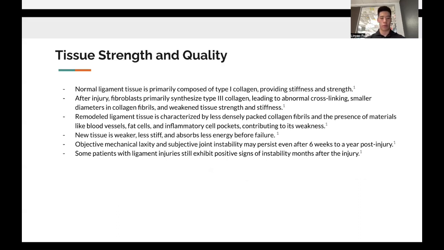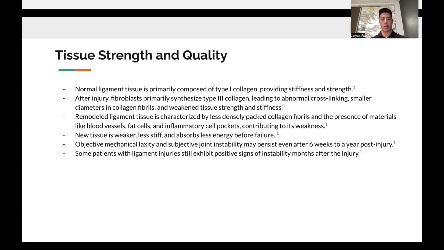Normal ligament tissue is primarily composed of type 1 collagen, which provides its stiffness and strength. And after injury to the ligament, the fibroblasts synthesize type 3 collagen, which is weaker than type 1, which will lead to abnormal cross-linking, smaller diameters in collagen fibrils, and weakened tissue strength and stiffness.